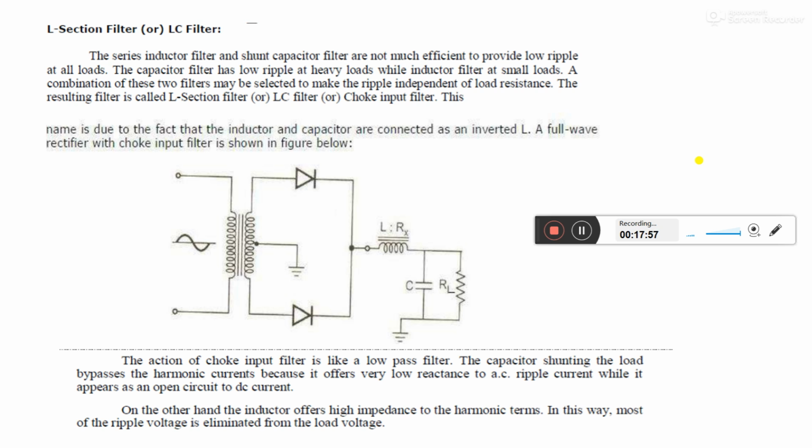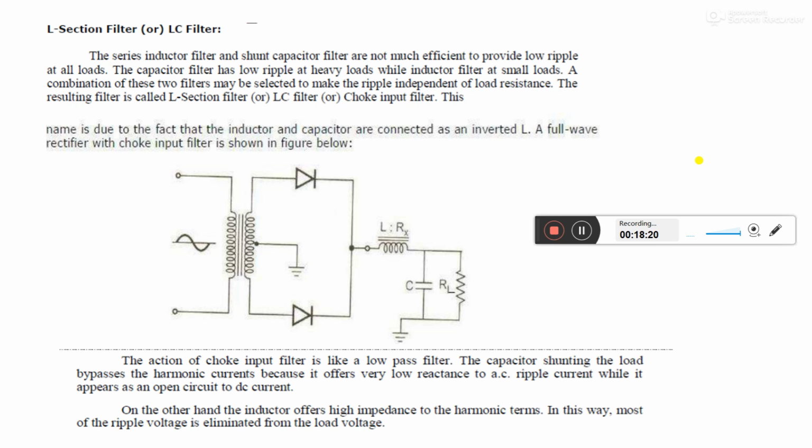If we use the combination of these two filters, it may perform better than a single one. We can achieve double filtration by using both these components, making a combination of the two to get a more efficient, more ripple-free output at the load resistance.